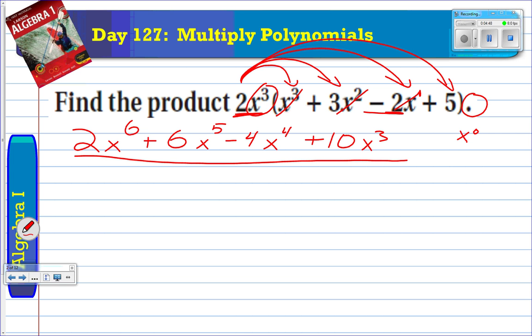I want to make sure that none of my powers are repeated, meaning that there are no like terms, and there aren't any. X to the 6th, x to the 5th, x to the 4th, x to the 3rd. They're all different, can't be combined, so we're done. If you want to pause this and finish copying, go ahead. Otherwise, I'm moving on.